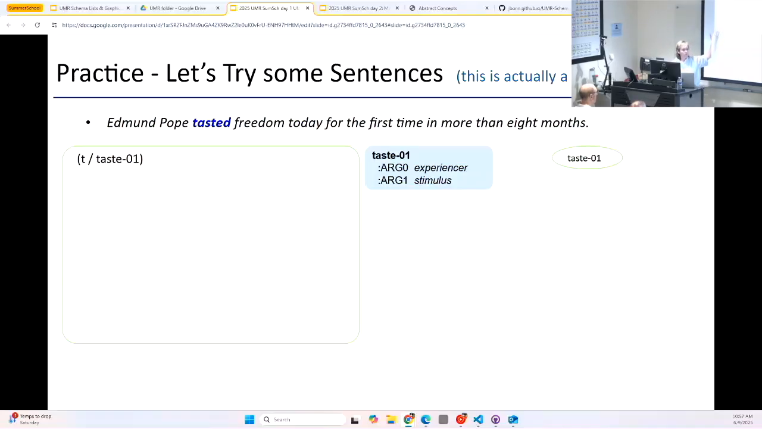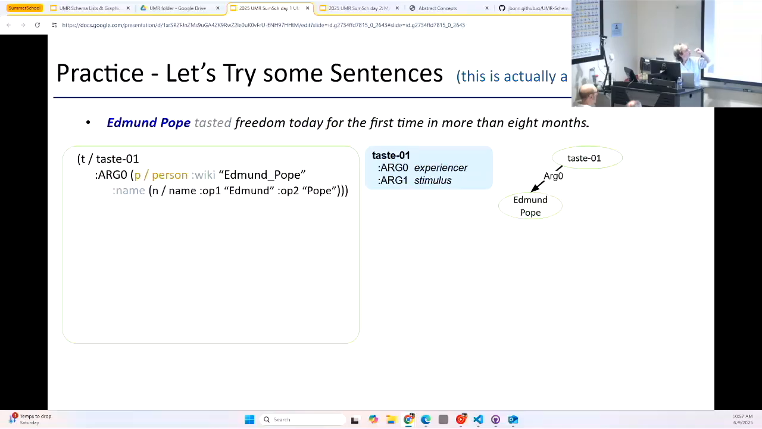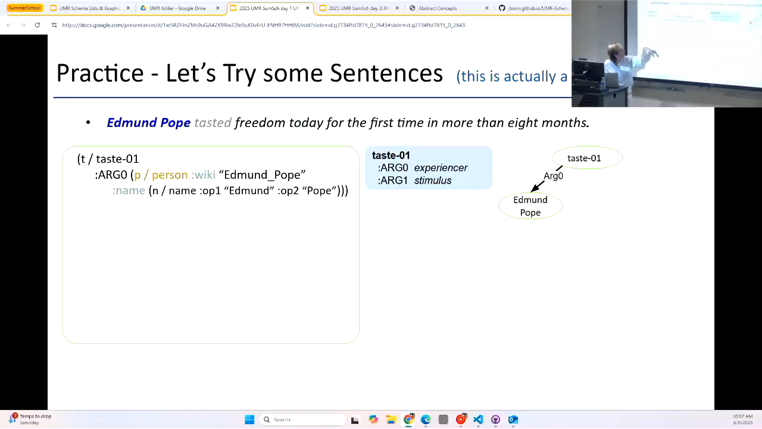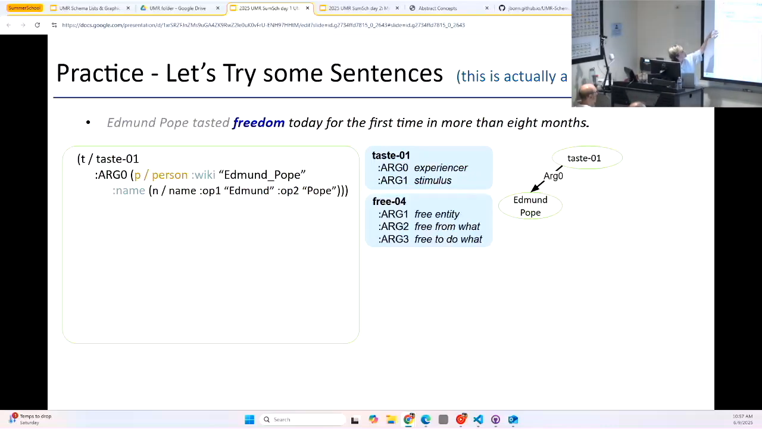Now, what's the next thing we do? Add Edmund Pope, probably. So he's the arg 0. So he's a named entity, so we do the full thing like with Grumpy Cat. And then we have an arg 1. That's the stimulus. The freedom. He tasted freedom. There it is.